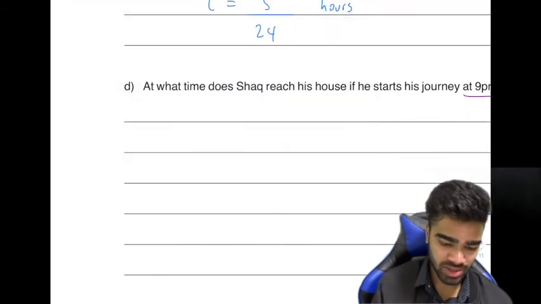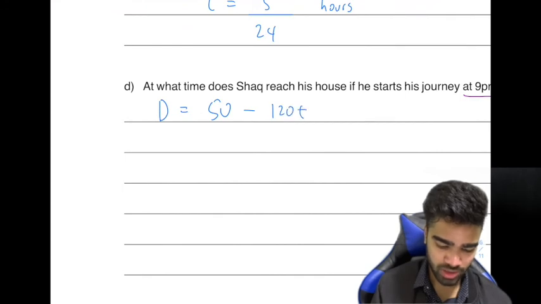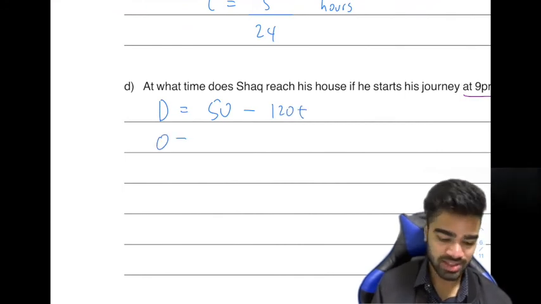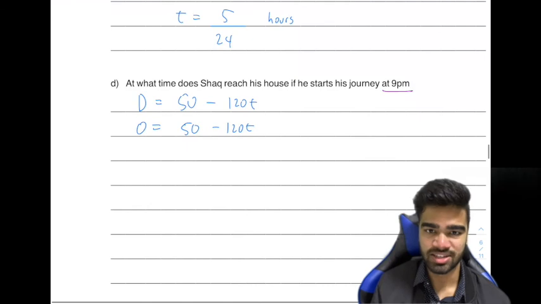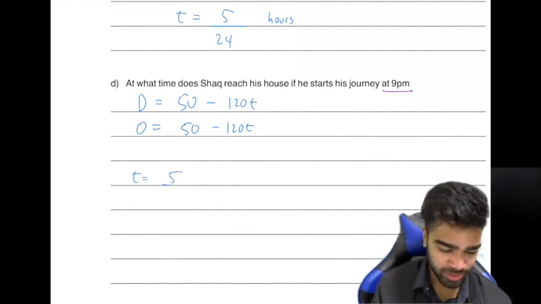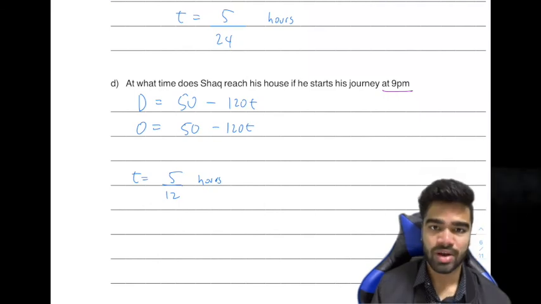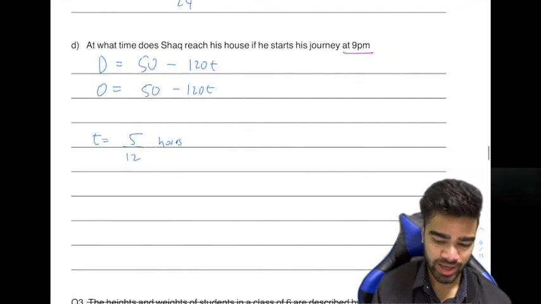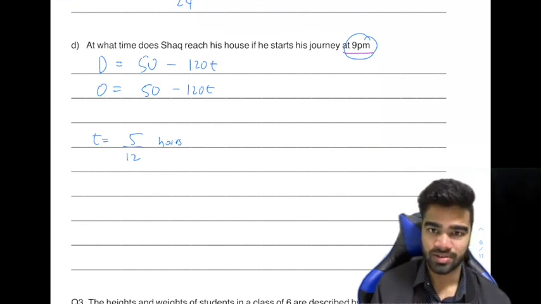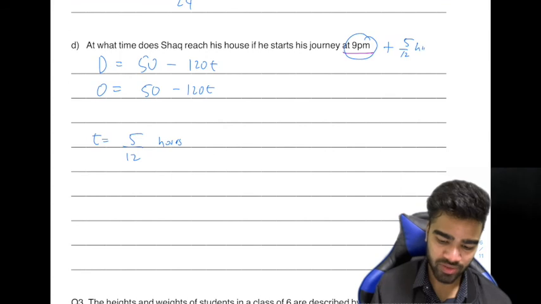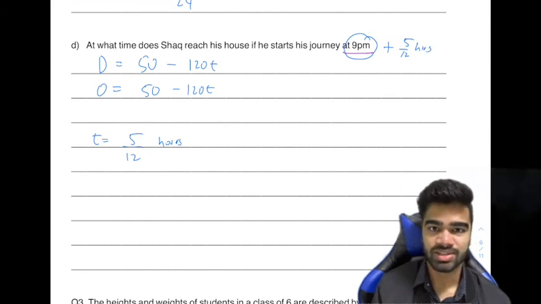Or you can just do this, right? We know the equation is D is equal to 50 minus 120t, right? So when does he reach his house? Like I said, when distance from his house is 0, 50 minus 120t. And this is pretty much our x-intercept. So the time that it took him was 5 on 12 hours. 5 on 12 hours to reach his house. Okay, so then his journey starts at 9 p.m. So we need to calculate 9 p.m. plus 5 on 12 hours. That's when he reaches his house.